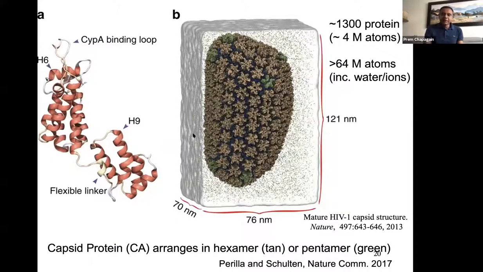In 2017, this paper came out, and this was a really, really large system. You can see that it has like 64 million atoms in total, with the water and ions. This is the HIV nuclear capsid, right here. The structure was very difficult to determine, but the combination of experiment and simulation allowed these researchers to come up with the structure of the nuclear capsid.